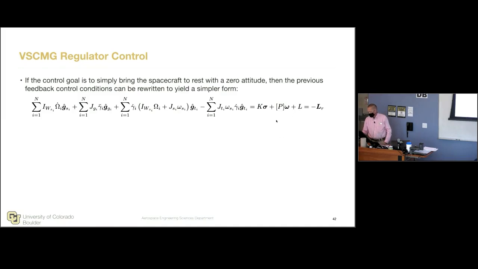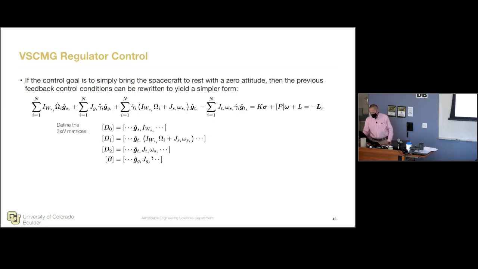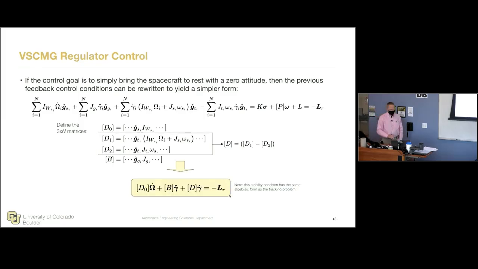This becomes the required torque I must produce onto the system, the VSCMG system. And then the left-hand side just becomes this. I still have my reaction wheel mode, my gimbal acceleration components, and this is everything dependent on gimbal rate. It takes fewer Ds. D0 is always the reaction wheel part. B is the gimbal acceleration. But now I only have a D1 and a D2. So you can rewrite this in a way that looks exactly the same.